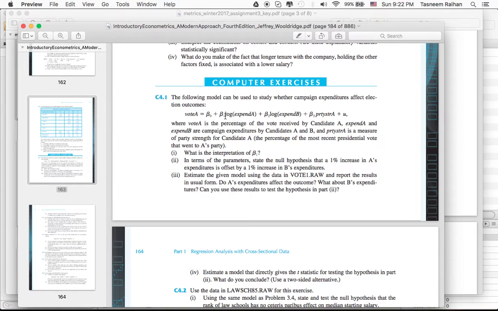So this beta 1 by 100, whatever you get, that value is the percentage point change in vote A when the expenditure by candidate A increases by 1%. That's how you interpret beta 1. So suppose beta 1 equals, say, 6, you divide that by 100, you get 0.06. So 0.06 is the percentage point change in vote A when expenditure by candidate A, that is expend A, increases by 1%.